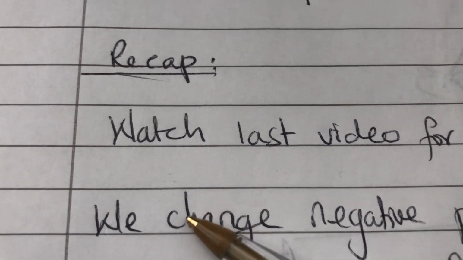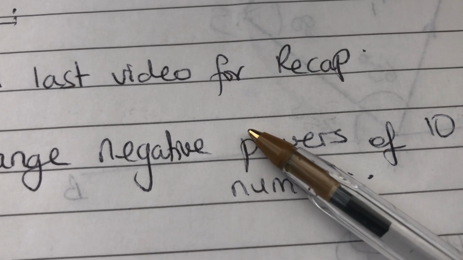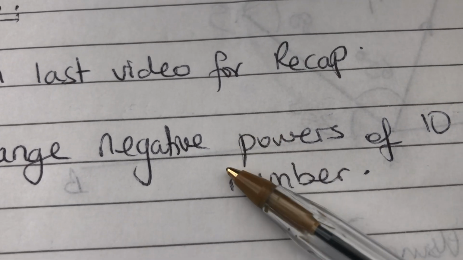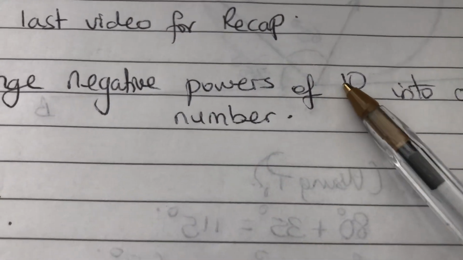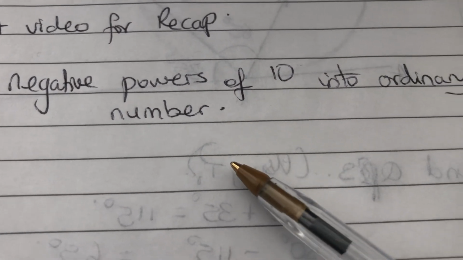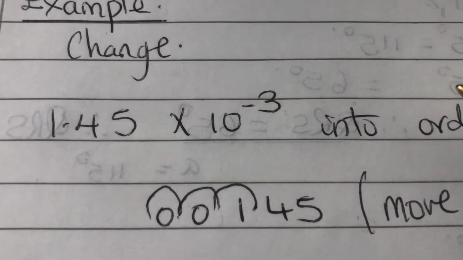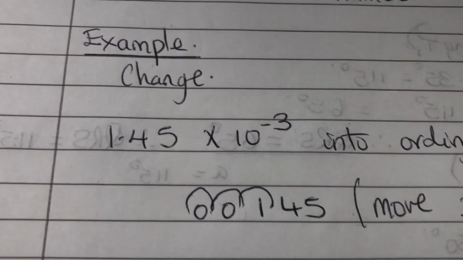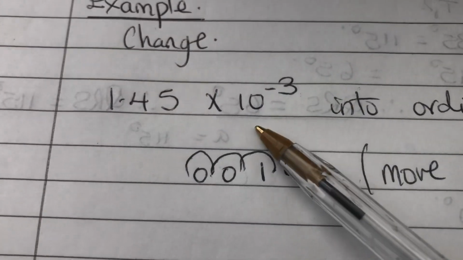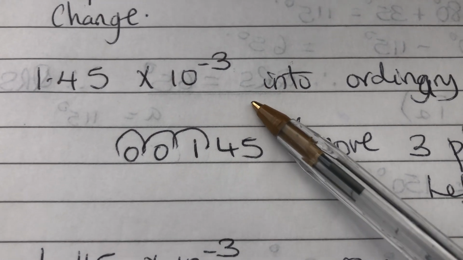Recap. Okay, watch last video for recap. It's very important. In the last video I put up, we changed negative powers of 10 into ordinary numbers. So for instance, it's short, so I can do a recap on those. Okay, so 1.45 times 10 to the power minus 3.